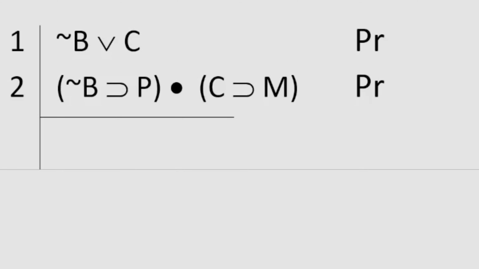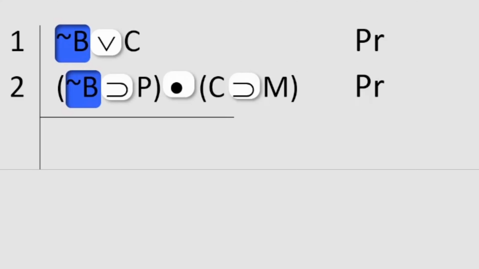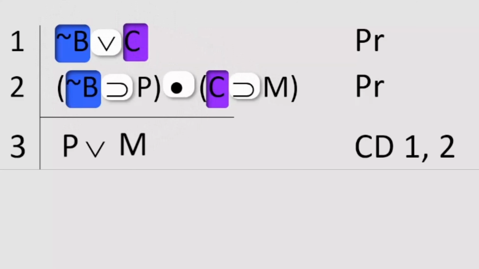To apply constructive dilemma, we need a disjunction on its own line. We have one here in line 1. We need a conjunction of two conditionals. Again, that condition is satisfied on line 2. Third, the antecedent of the first conditional must match the first disjunct. Again, satisfied. The antecedent of the second conditional must match the second disjunct. Since these conditions are satisfied, we can infer a disjunction of the consequence.